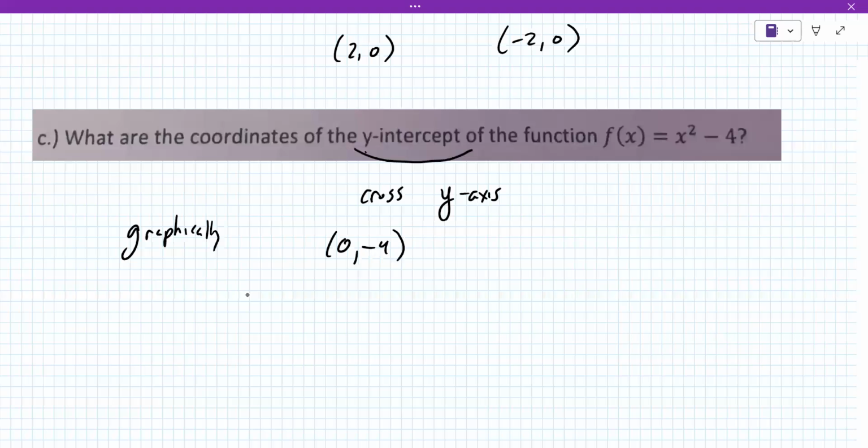Now you can also do it algebraically. Algebraically means that x is 0. You're putting 0 in for x.